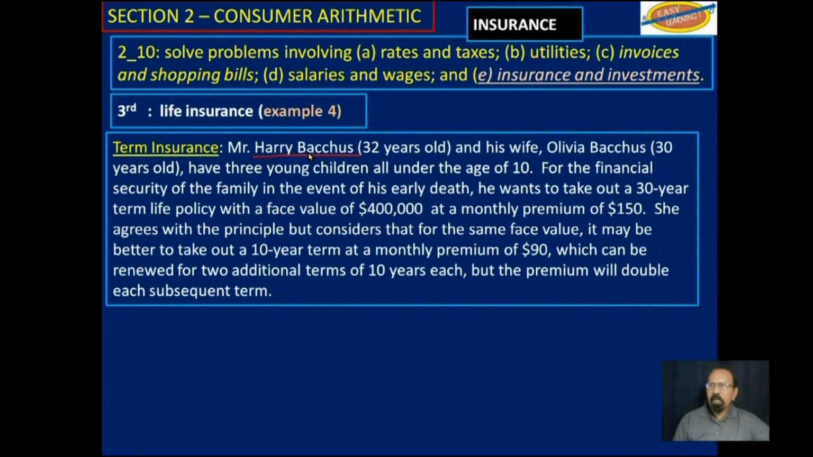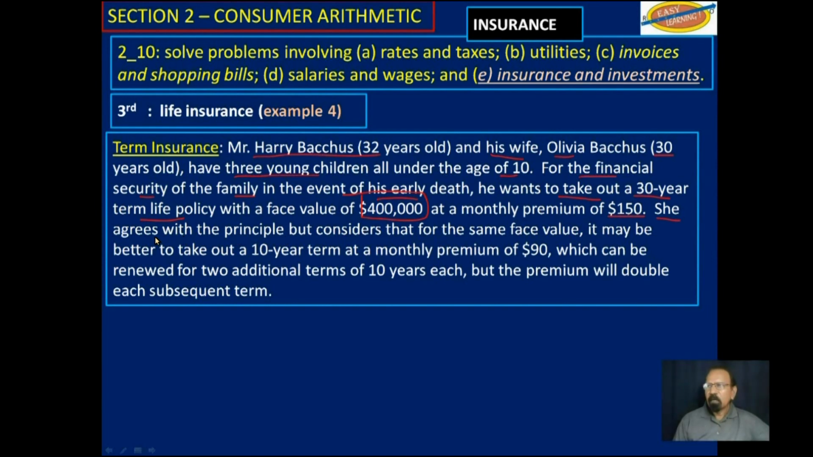Mr. Harry Backus, age 32, and his wife, Olivia, age 30, have 3 young children, all under the age of 10. For the financial security of the family in the event of his early death, he wants to take out a 30-year term life policy with a face value of $400,000 at a monthly premium of $150.